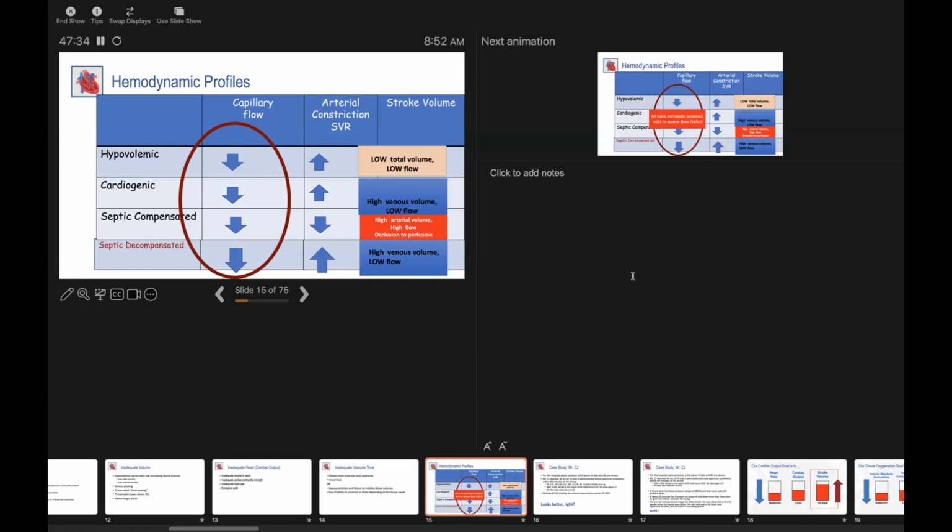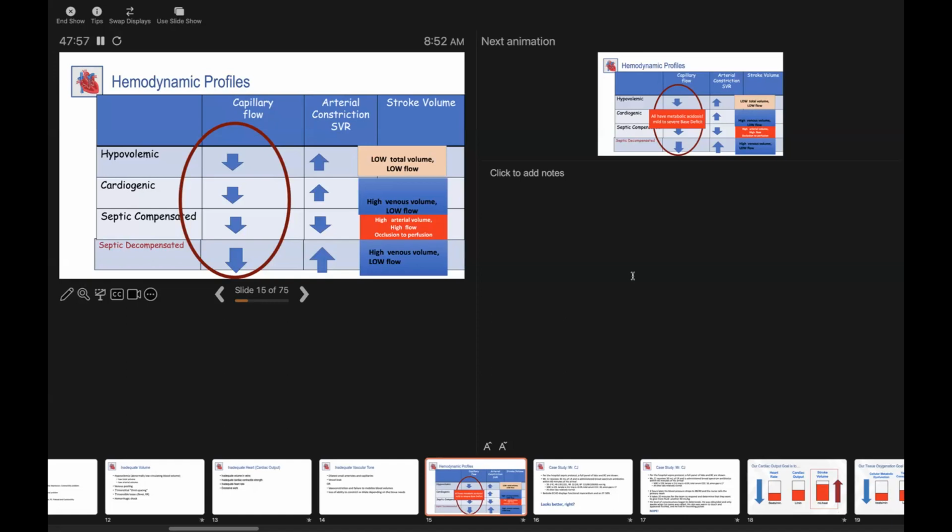Really, really important. So what am I going to look at? I'm going to look at your volume. I'm going to look at where your volume is. And basically I can say stroke volume and CVP. Stroke volume and PAD. Blood pressure and CVP. Blood pressure and PAD.